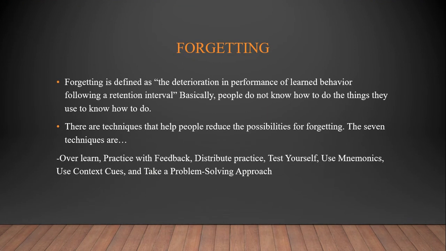Now moving on to the next one, which would be forgetting. Forgetting is pretty straightforward as well. It just pretty much refers to people not knowing what to do, not knowing how to do the things that they used to know how to do. So there's 7 techniques to reduce the possibility of forgetting. They are overlearning, practicing with feedback, distributed practice, testing yourself, using mnemonics, using context cues, and taking a problem-solving approach.